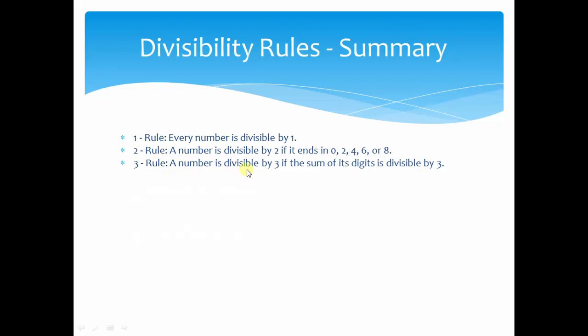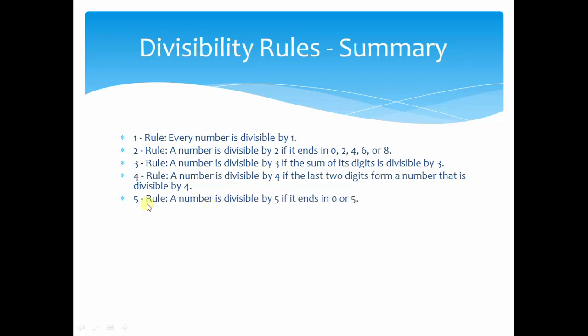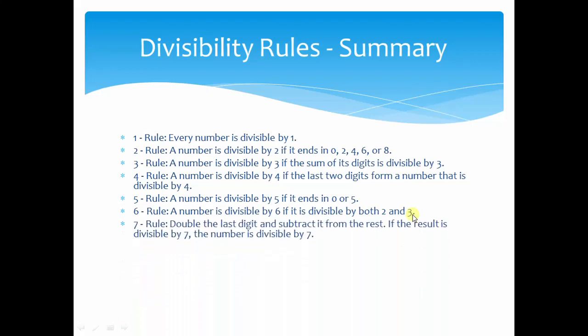The rule for 3 is a number is divisible by 3 if the sum of its digits is divisible by 3. What is rule 4? A number is divisible by 4 if the last 2 digits form a number that is divisible by 4. Rule for number 5 is a number is divisible by 5 if it ends with a 0 or a 5. Rule for number 6 is a number is divisible by 6 if it is divisible by both 2 and 3, which are its prime factors.